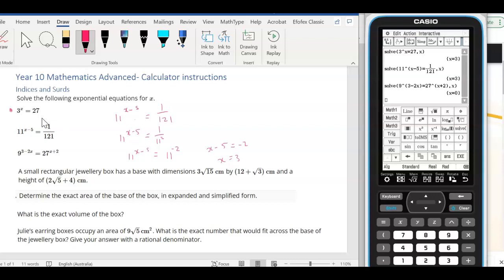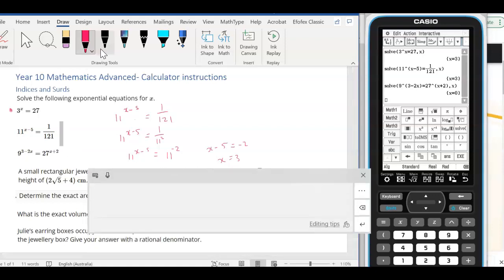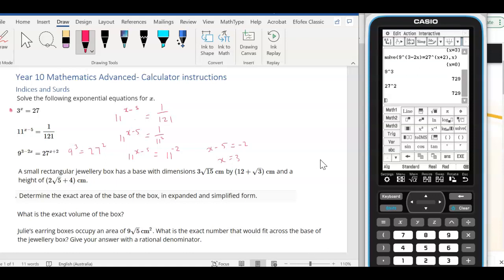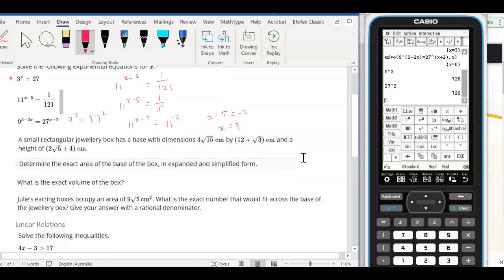And if you want, you can always check. So if I put 0 in there, I've got 9 cubed equals 27 squared. Let's just have a look. 9 cubed is 729, and then 27 to the power of 2 is also 729. So you can see there that it is correct. So you can always check.